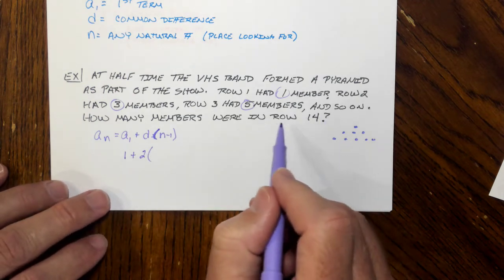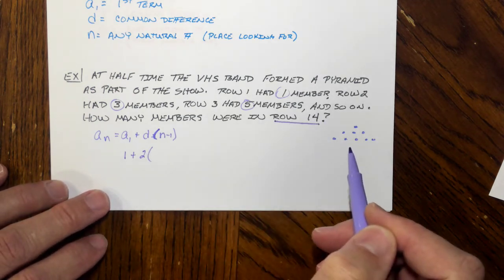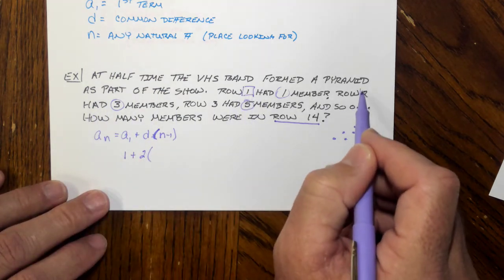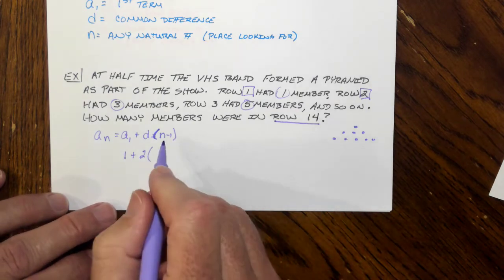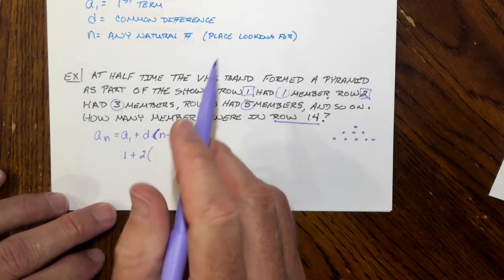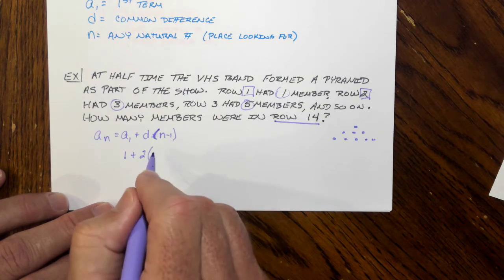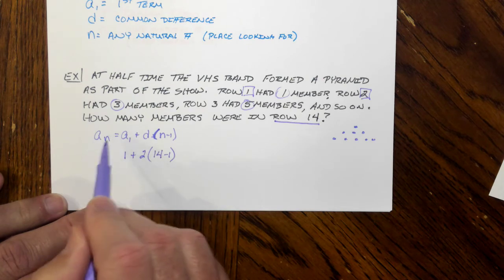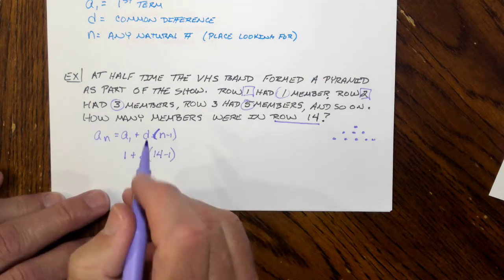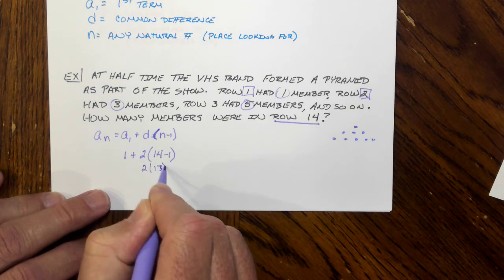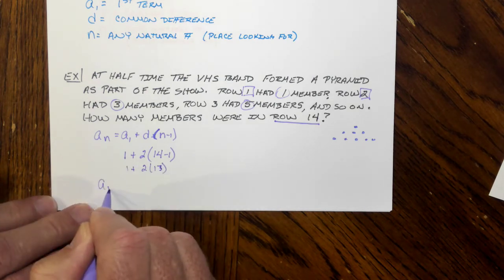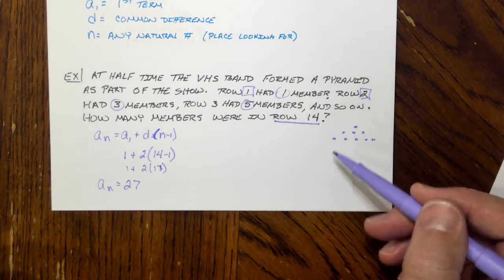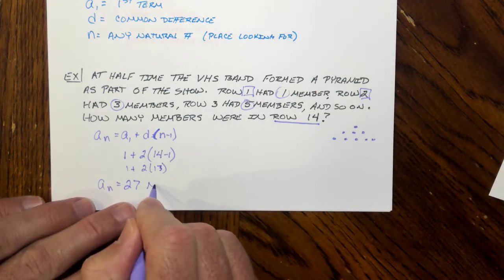We want the 14th row. Notice domain. So that's going to be domain. In other words, what we're looking for, the place we're looking for, is row 14. The value will be here. How many members are in there? Well, let's do the work. 2 times 13 plus 1. Because we have an arithmetic sequence, same increase of 2 each time, you're going to have 27 members.